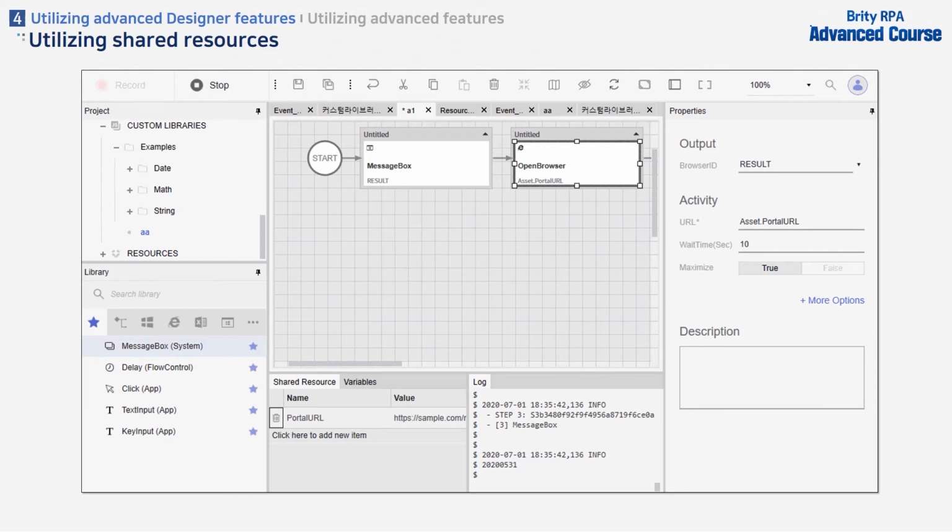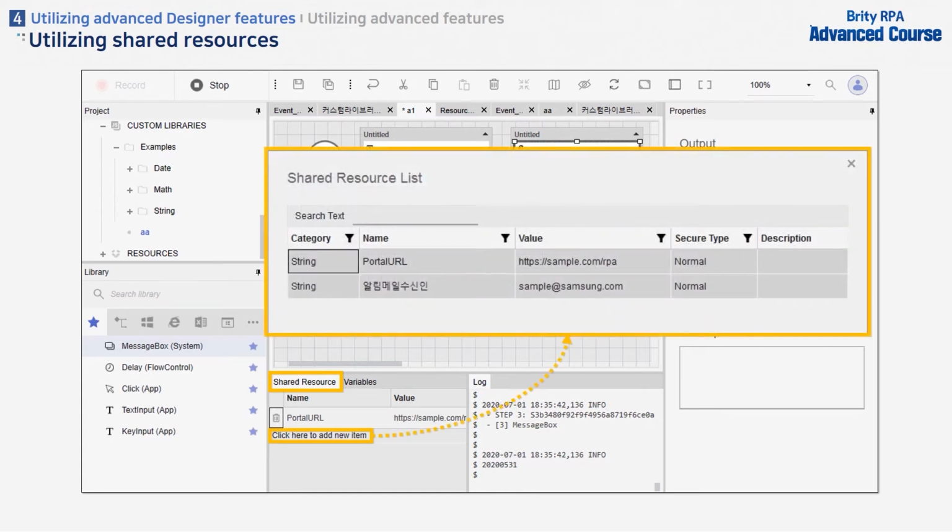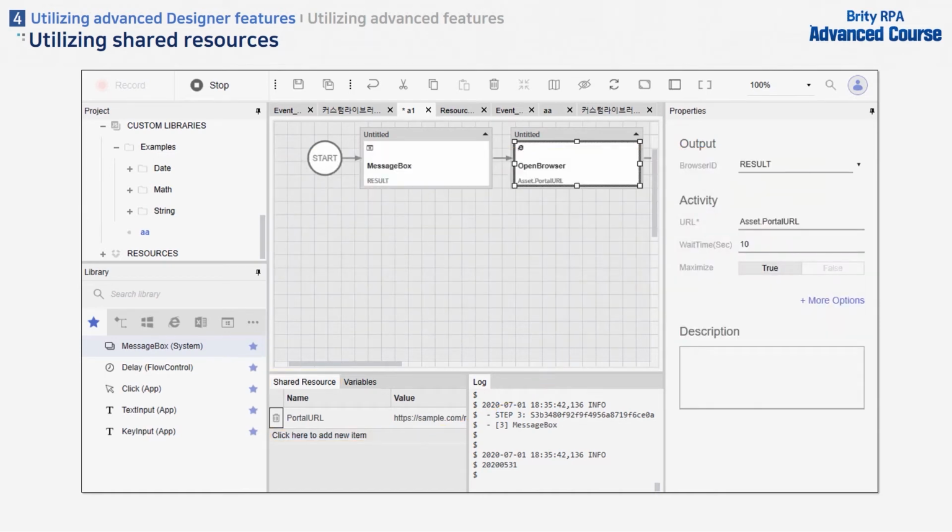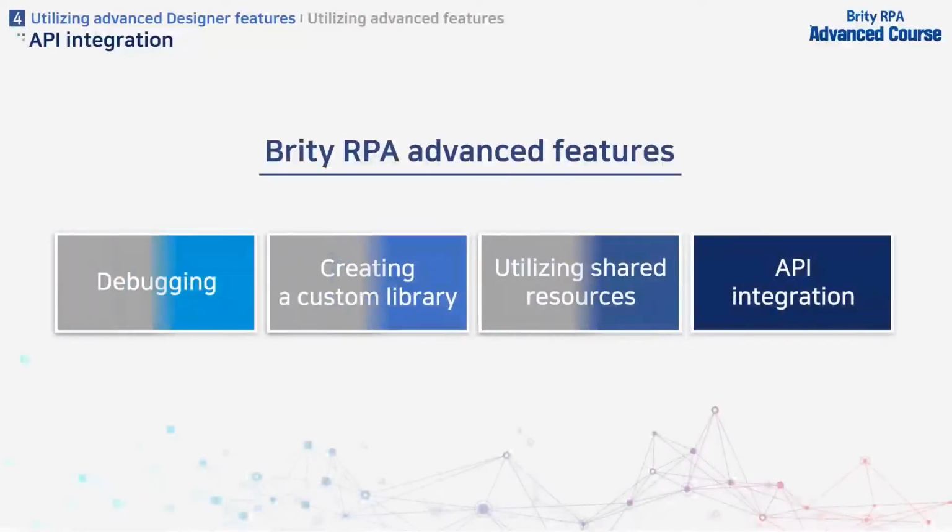On the Designer screen, go to the Shared Resource tab and click here to add new item to display the Shared Resource List window. There, click the shared resource to add and click the Import button to add the resource on the Shared Resource tab. Then, in the Properties window of the activities that will utilize the shared resources, you can enter the asset instead of this or global. Lastly, let's learn about the API integration feature.